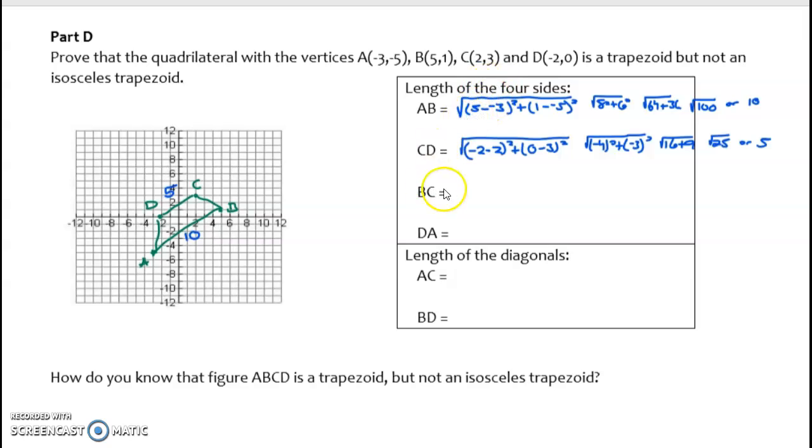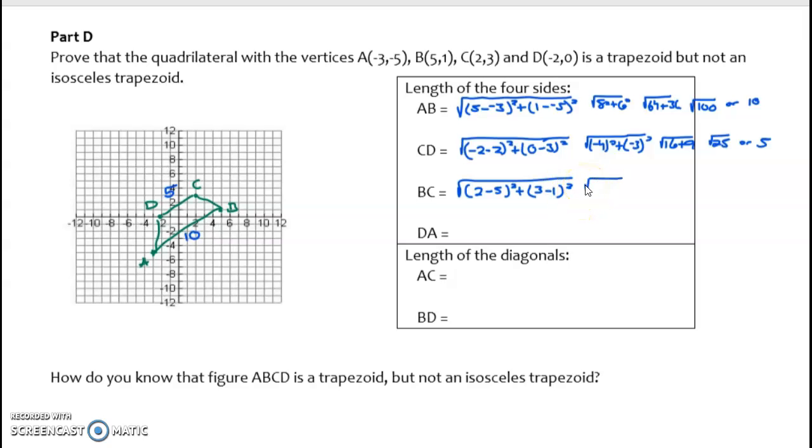Let's change the colors up. Well, I guess we can stay the same. CD, -2 minus 2. Oh, wait. That's the wrong one. We'd be going BC here. Alright, BC. Right here. BC. So 2 minus 5 plus 3 minus 1.